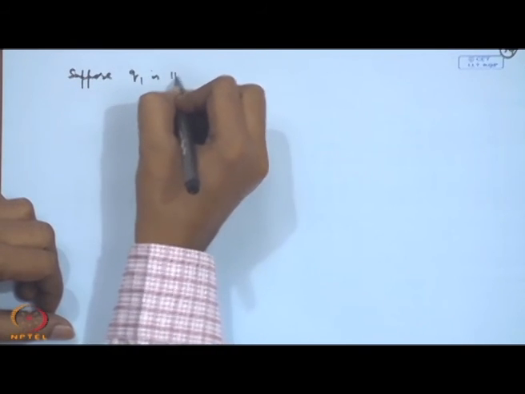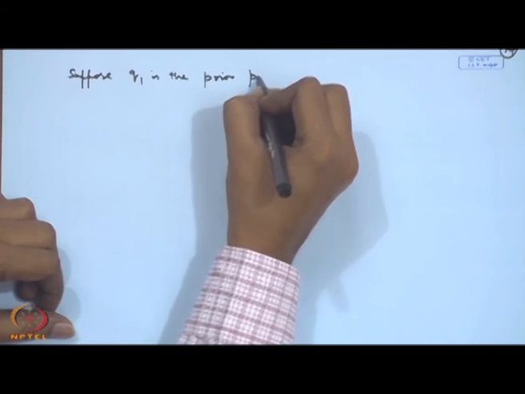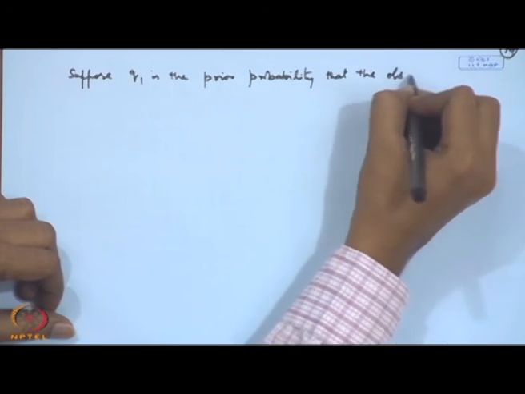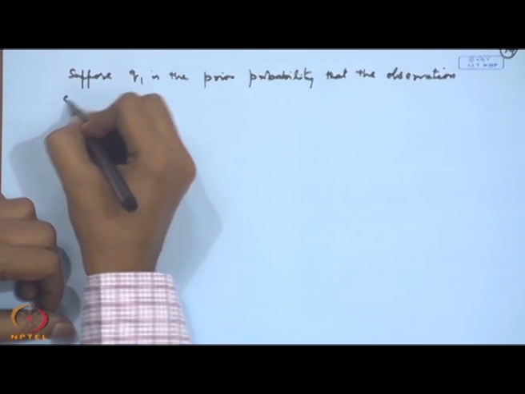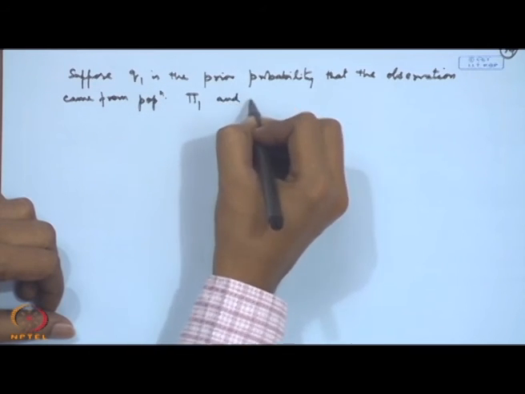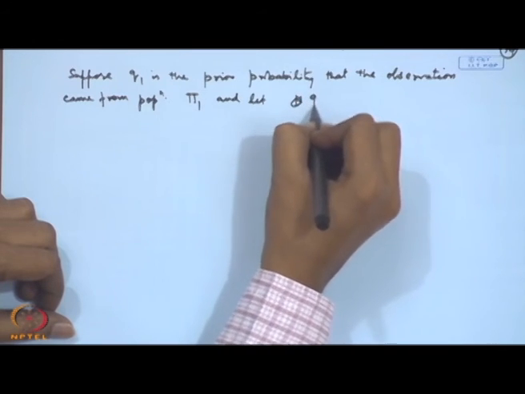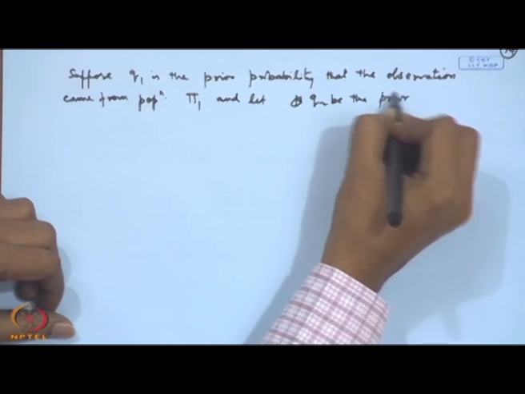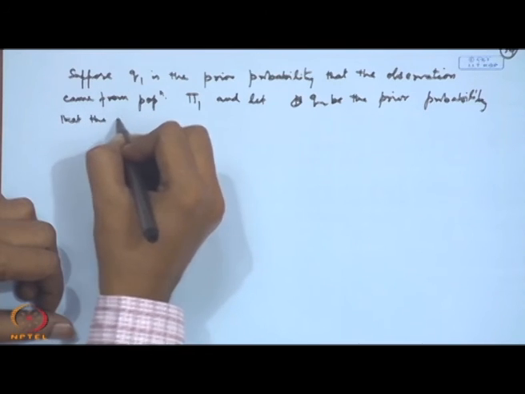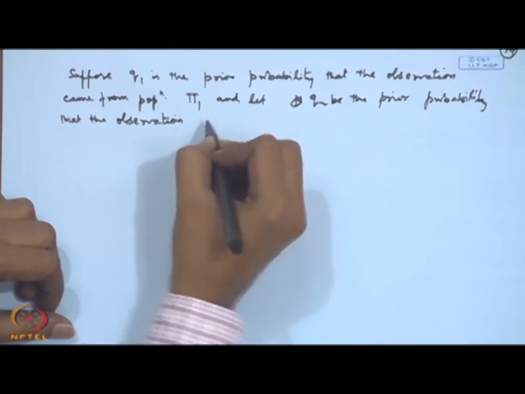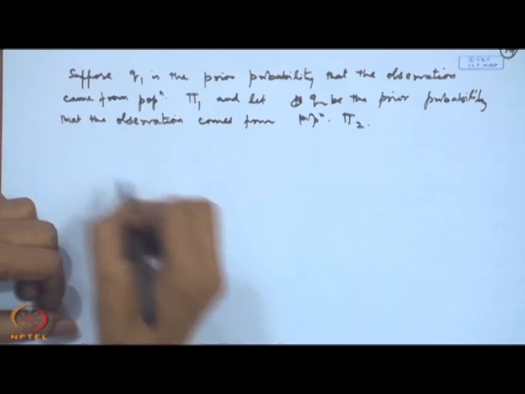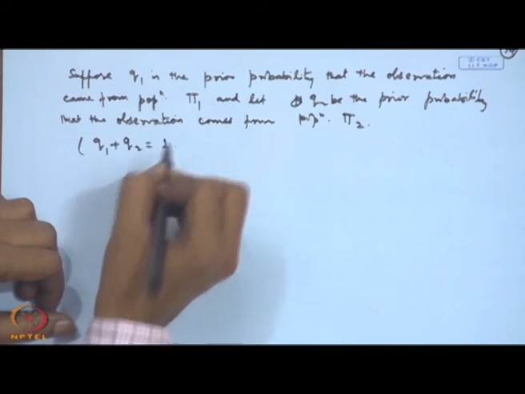Suppose Q 1 is the prior probability that the observation came from population pi 1 and let Q 2 be the prior probability that the observation comes from population pi 2. So, here of course, Q 1 plus Q 2 should be equal to 1.